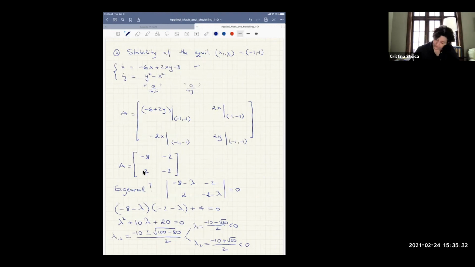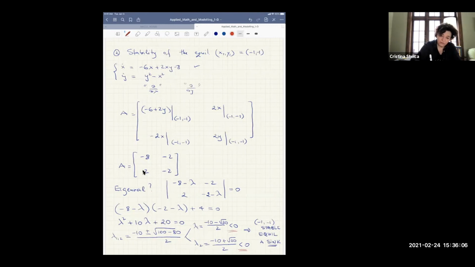With this being said, we can already say that this minus 1, minus 1 is a stable equilibrium. It is a stable node, or a sink, because both eigenvalues are negative. So that's my way of doing it, just because I know it.